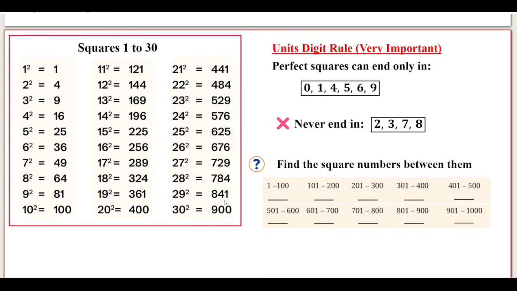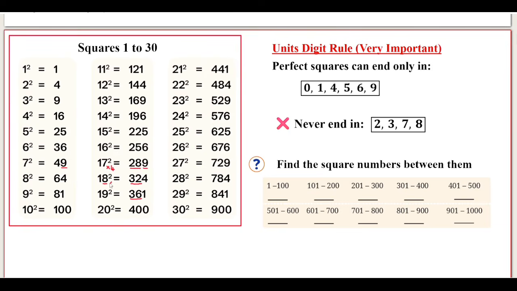I'll give a small shortcut for finding 17, 18, 19 square. We are just going to use the 4 table. For getting the first 2 digits alone, just multiply by 4. 7 fours are 28. The unit digit of 7 square ends with 9. So 9.